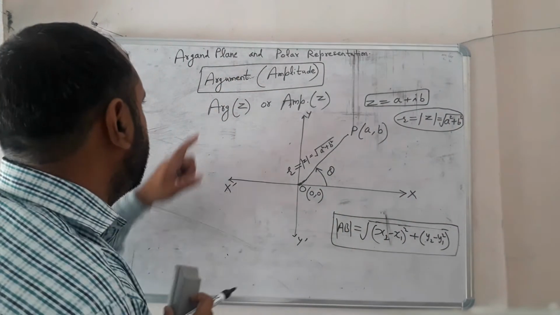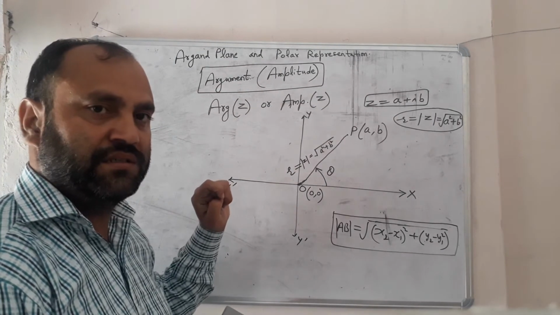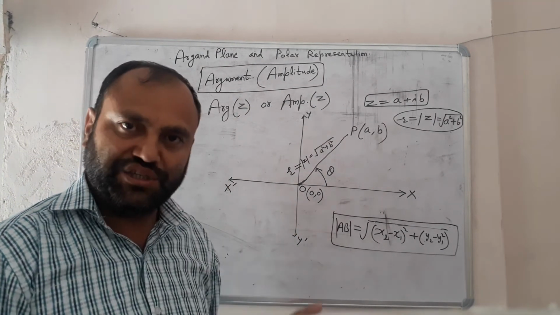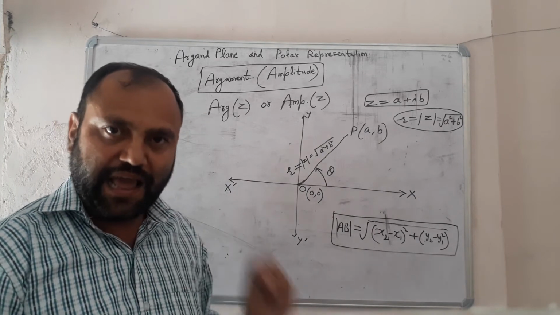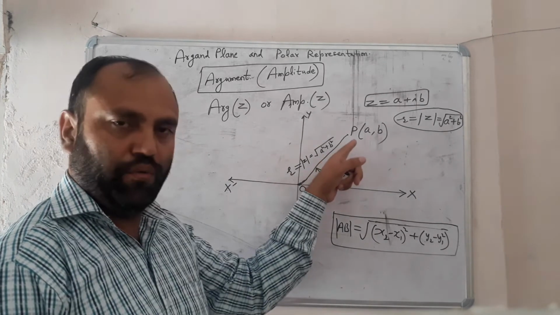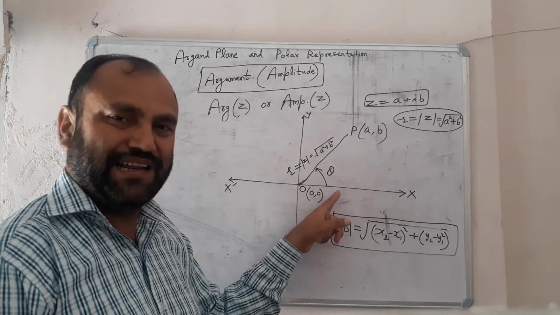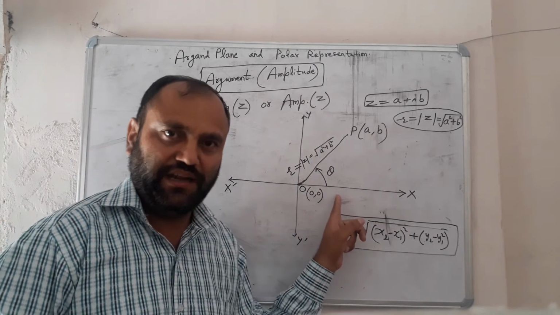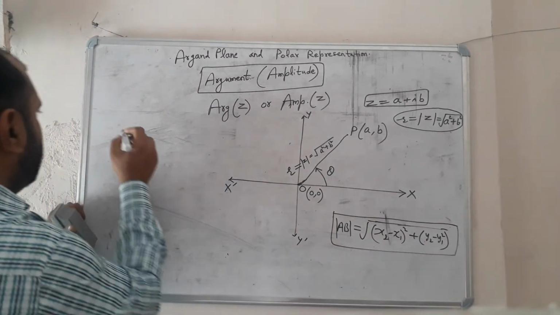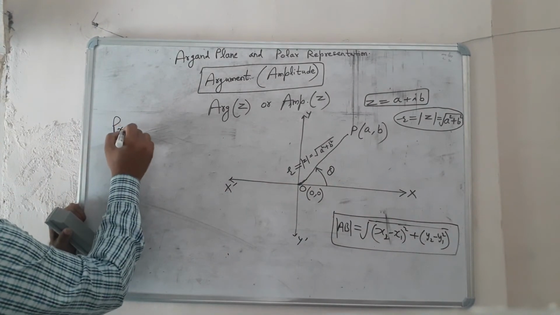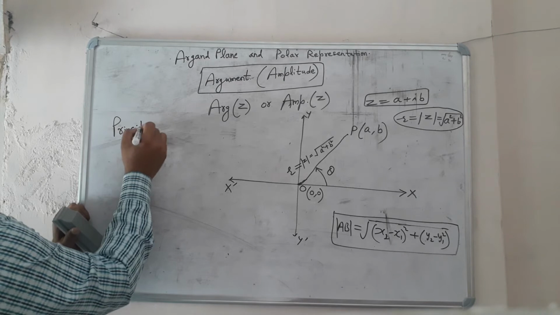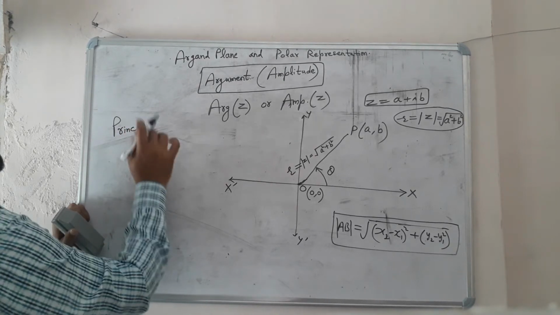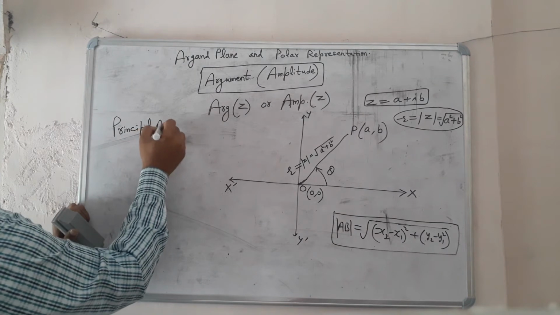And what is the amplitude or argument? Argument of a complex number gives the direction, means it is an angle made by this OP with the positive direction of x-axis in anti-clockwise direction, right? But we have a principal argument. We have a principal argument.